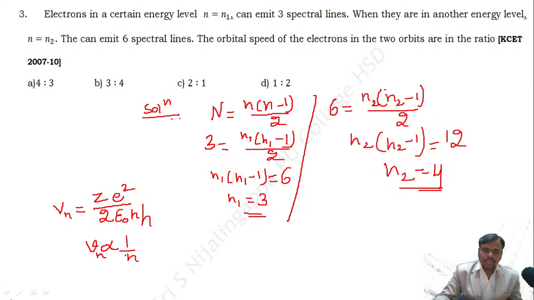Therefore, by using this relation, we can easily find out the ratio of the orbital speeds. Therefore, V1 by V2.